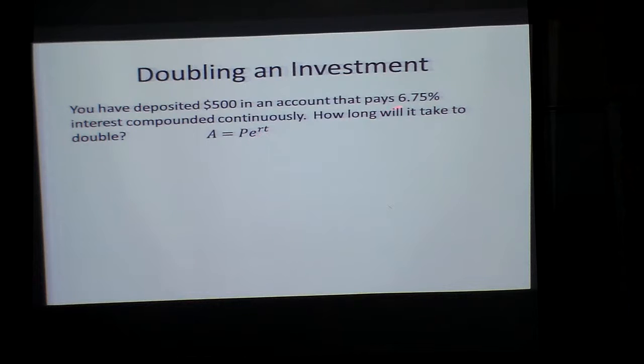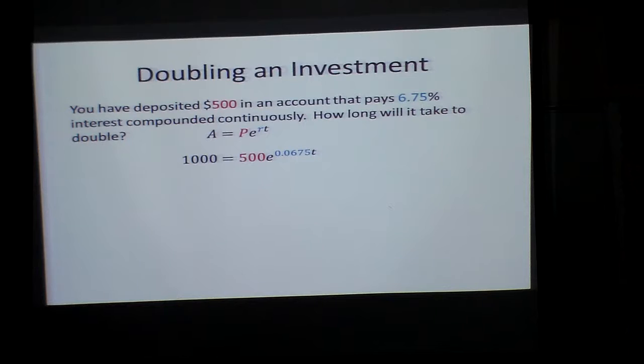Remember, the rate has to be in what form, though? Decimal. But here's what we know. 500 is P. That's the r, but make it into a decimal. And so let's plug it in. And we want to find how long it will take to double. Well, what's 500 doubled? Right there.